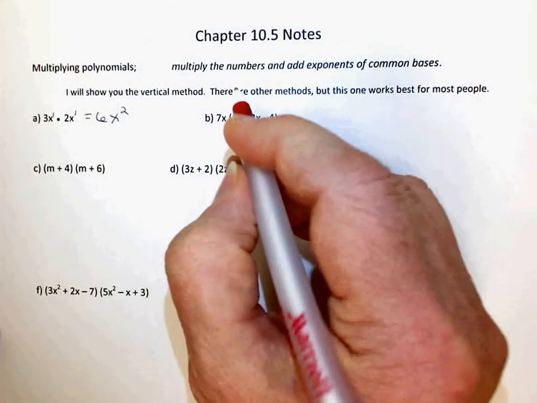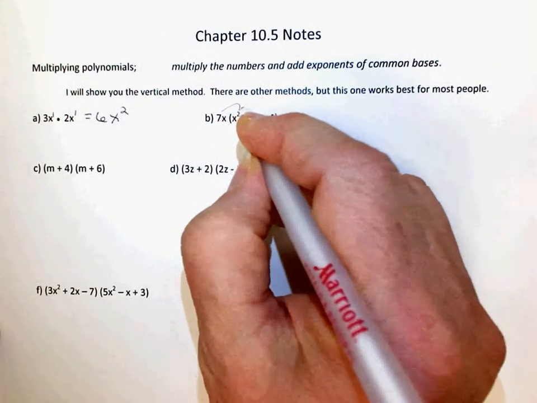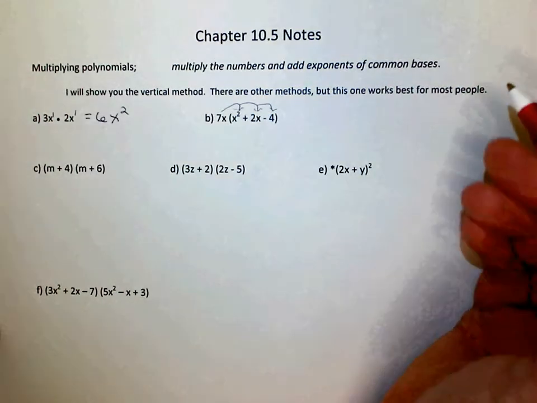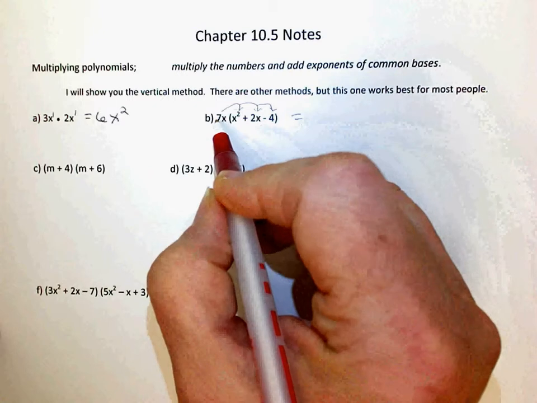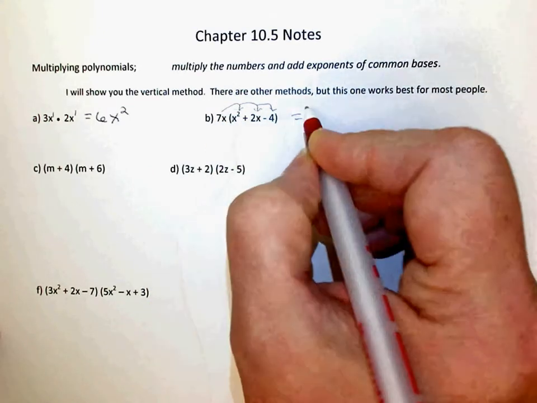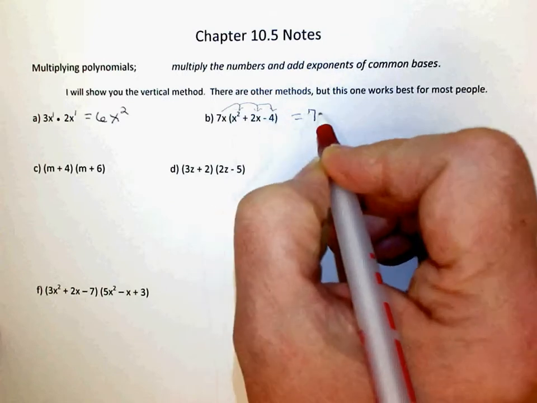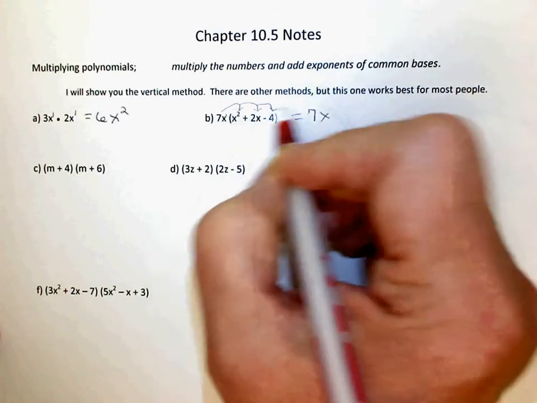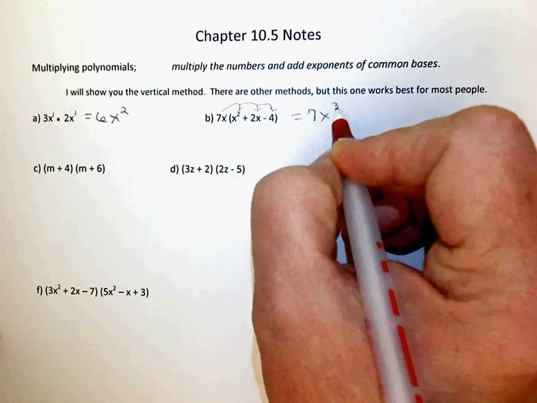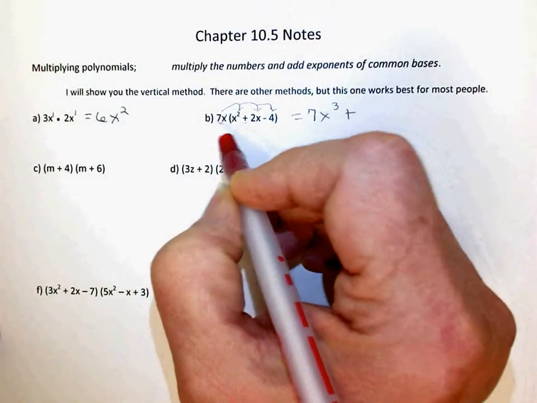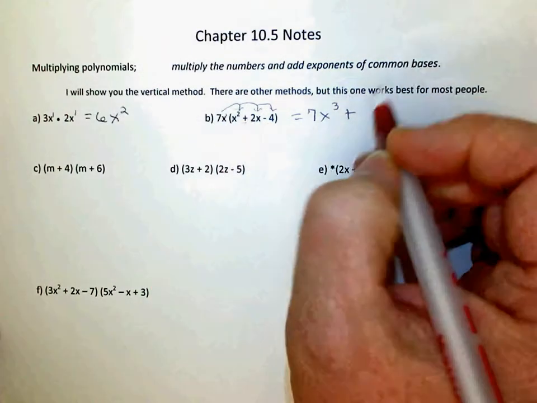Now, this is basically the same thing. The only thing is you have to distribute this. So 7 times 1 is 7. And then x to the 1 times x squared, 1 plus 2 is 3. This is a plus. And then 7 times 2 is 14.